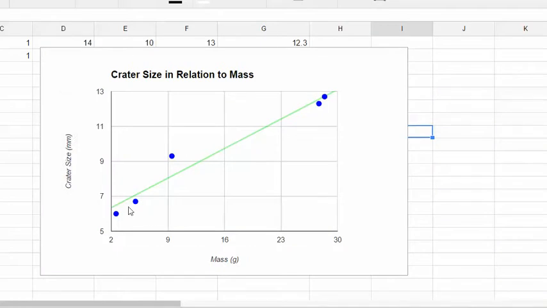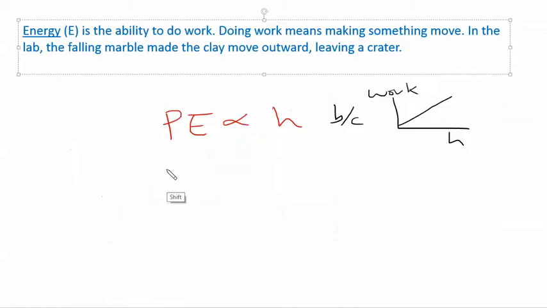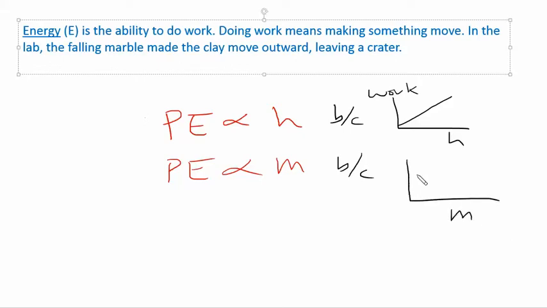And if we look at the data shared by group 2 today in class, where they varied the mass, we can see that the mass was also directly proportional to the work done on the clay. Therefore, we can also say that potential energy is directly proportional to the mass of the object. And we know this because of the shape of the graph there, where we were changing the mass and looking at the work done, or the crater size, and we also saw a linear relationship.